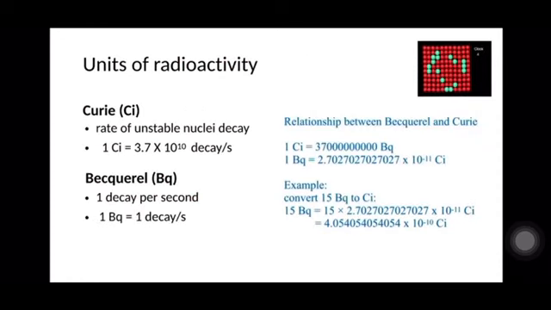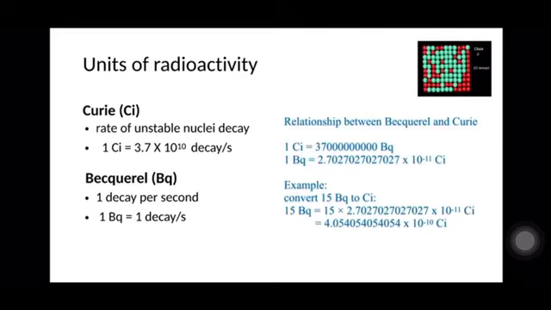Okay, now kita tengok sekarang ni macam mana orang boleh kira radioactivity ini. Cara untuk kira radioactivity ini dia ada 2 unit, iaitu by using Curie, simbol dia Ci, yang mana adalah rate of unstable nuclear decay. Maksudnya untuk 1 Curie, dia decay sebanyak 3.7 times 10 to the power of 10 per second. Untuk 1 second dia boleh decay sebanyak ni.